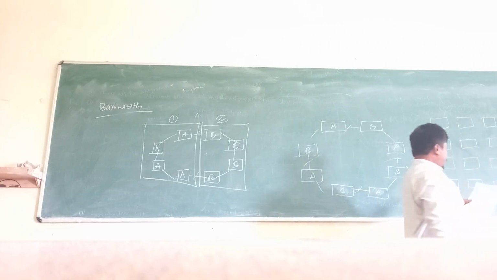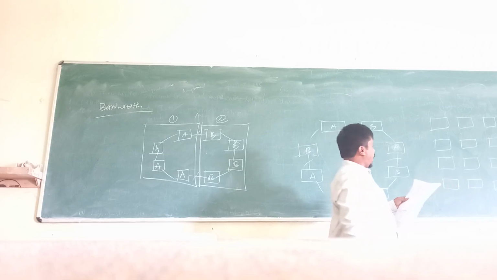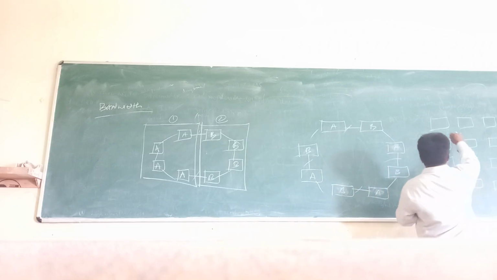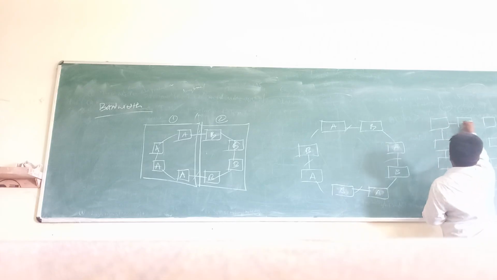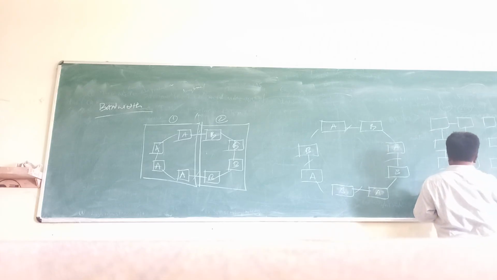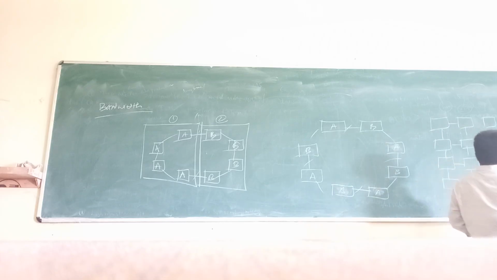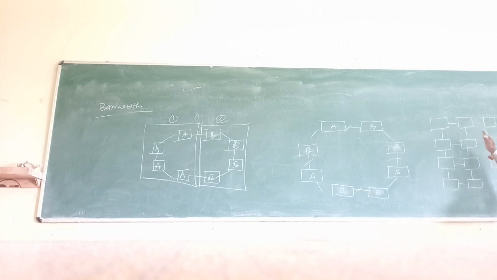How many are there? 16. These 16 are to be connected to each other. Just leave this cross section. On this one side, you connect these 8 together with the help of the switches.